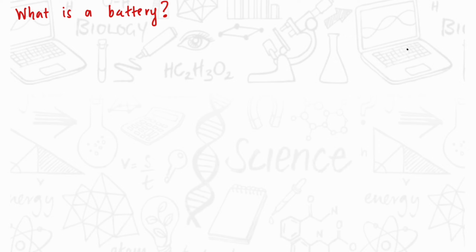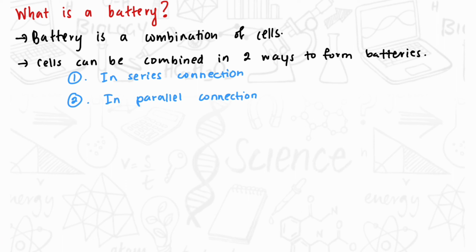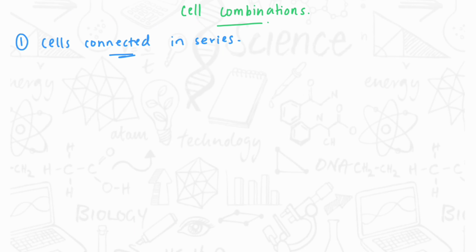Now we have to learn what a battery is. What is a battery? A battery is a combination of cells, and cells can be combined in two ways to form batteries. The first way is to connect them in series. The second way is to connect them in parallel. Now let's learn about cell combinations. Under this, we have cells connected in series.